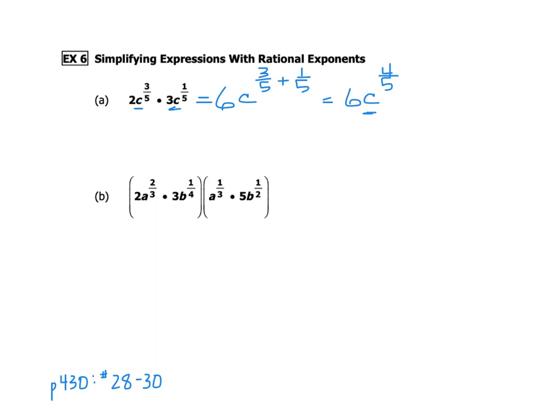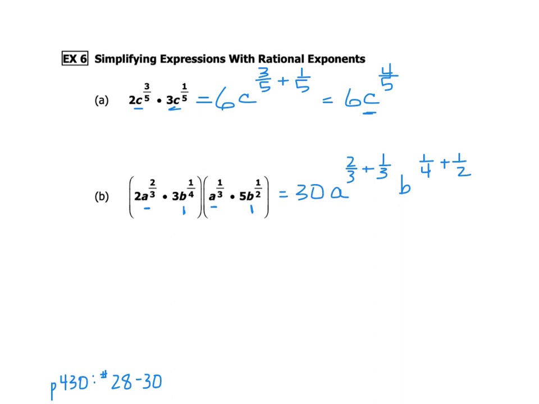If you take a look at example B, this looks much more complicated, but really it's not too bad. We're going to combine the things that go together. So first, all of our coefficients. 2 times 3 is 6, times the 5 is 30. Now, I've got some A's. I'm going to put those together. And I've got some B's. I'm going to put those together. So for A, I'm going to have 2/3 plus 1/3. And for my B's, I have 1/4 and 1/2.